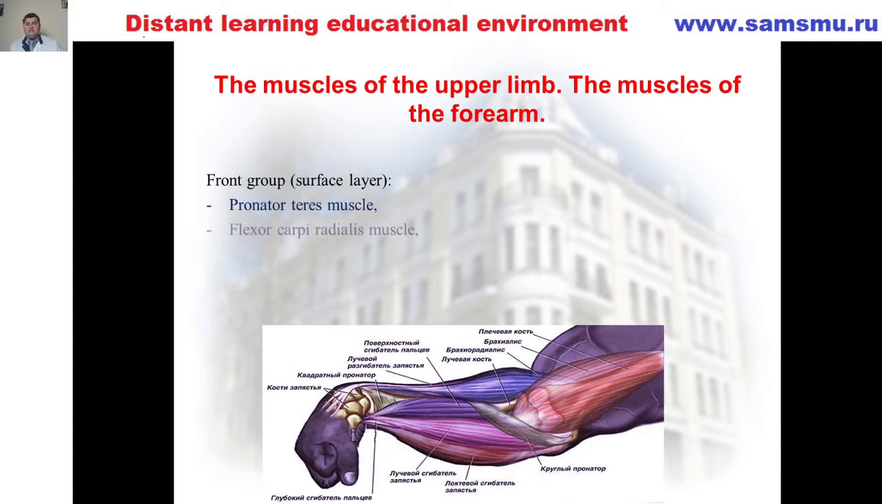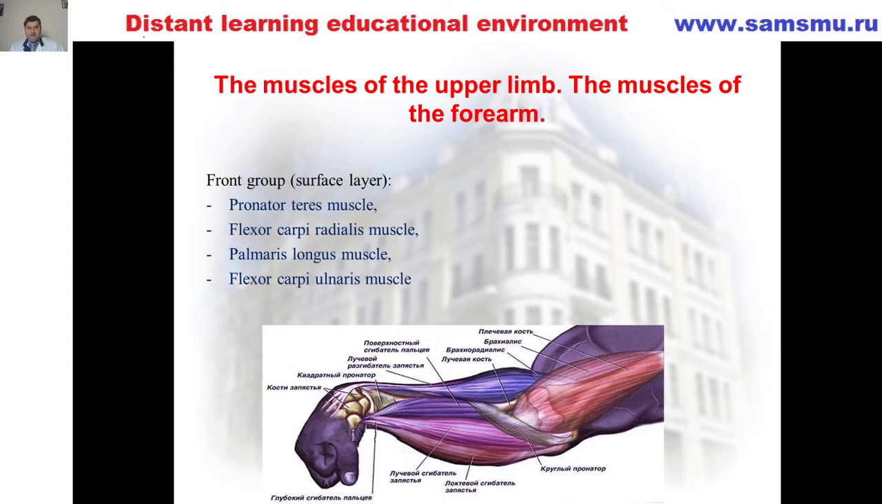So let's talk first about the anterior group. The superficial layer is formed of the following muscles. Pronator teres muscle. You may see, and I point to, this muscle on this picture. The pronator teres muscle, musculus pronator teres, it's in Latin, arises from the medial epicondyle of the humerus, the medial intermuscular septum, and the tuberosity of the ulna.